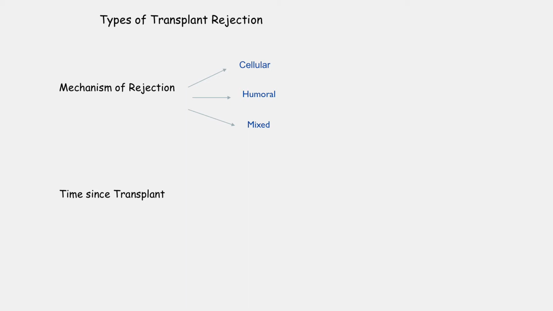We can also classify transplant rejection based on when it occurs after transplant. Hyperacute rejection occurs immediately after transplant and may become apparent during the transplant procedure. Acute rejection commonly occurs a few days to a few months after transplant, while chronic rejection occurs a few months after transplant and can occur anytime after this.